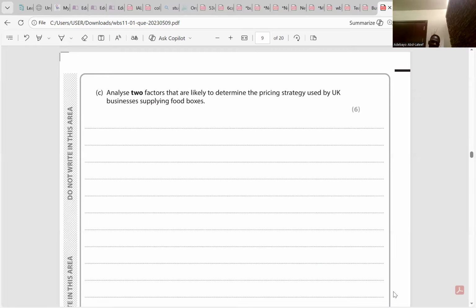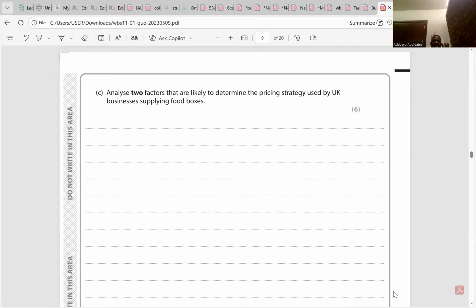The second point is product differentiation. Remember in the previous slide, when we were talking about pricing, I told you that a business will be able to charge a higher price or premium price if it has a USP, a unique selling point. If a business is able to find a unique selling point for its product, it means it's able to differentiate its product from those of its competitors.